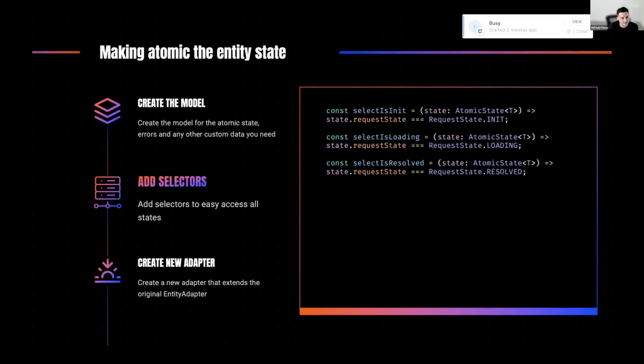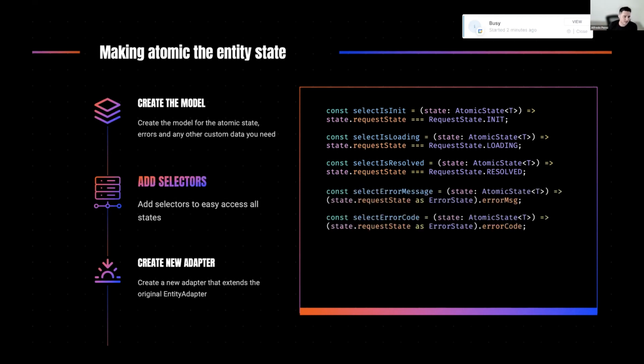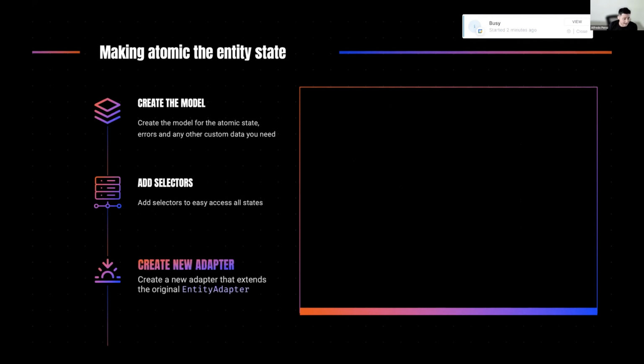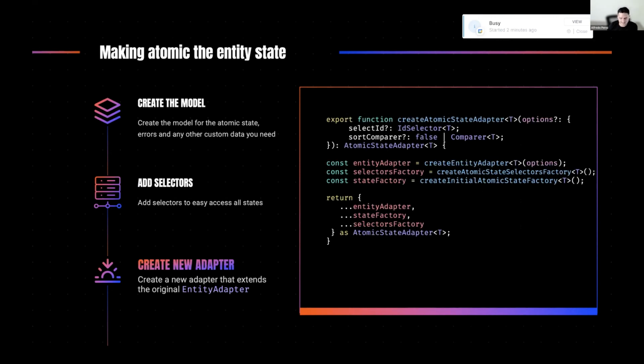The second step is to add selectors. Now that we have all these different states, we can create these selectors for each of the states, like init, loading, resolved, and also for the error. It can be the message or the code or whatever kind of error properties you need. Finally, we're going to create the adapter. This is exactly how NgRx entity creates it, but we're creating a new adapter for this atomic state. The difference is that it's going to include the request state property, and it's going to include also all the selectors that we previously created.